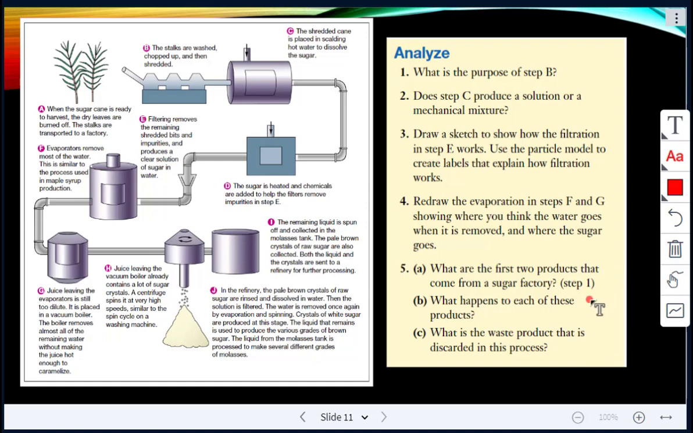Question B, what happens to each of these products? Like we read here, the molasses gets collected and then it gets refined for different grades of molasses. And then the raw sugar crystals also get sent to a refinery for further processing. Question C, what is the waste product that is discarded in this process?